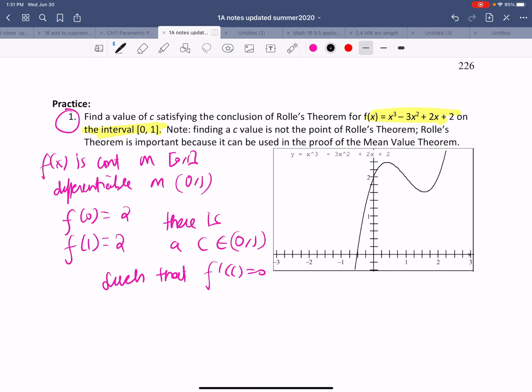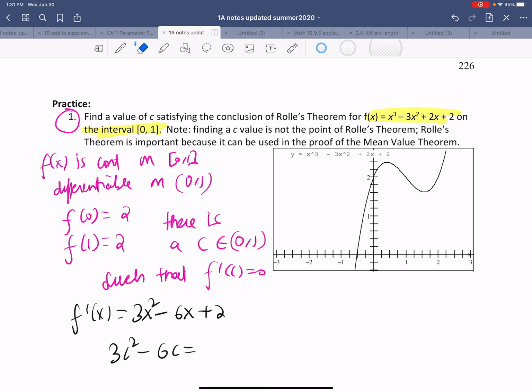So let's go ahead and find the derivative. F prime of x is 3x squared minus 6x plus 2. And we're looking for the derivative to equal 0, so f prime of c is equal to 0. That's what we want. Set the derivative equal to 0: 3c squared minus 6c plus 2 equals 0. Let's go ahead and solve this.